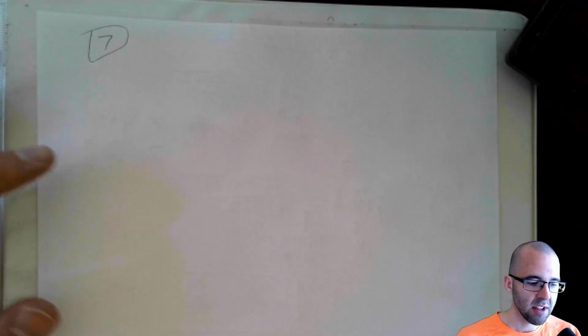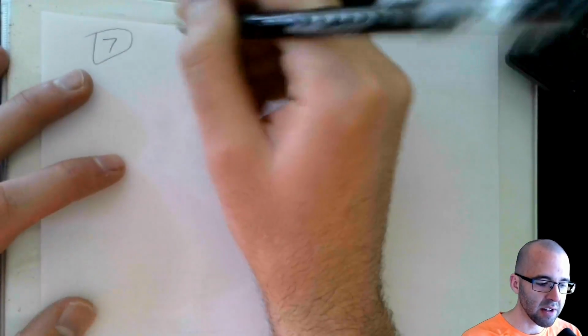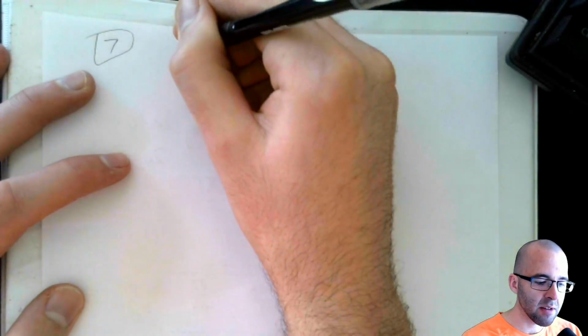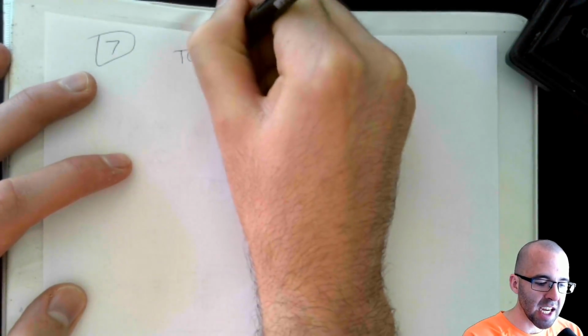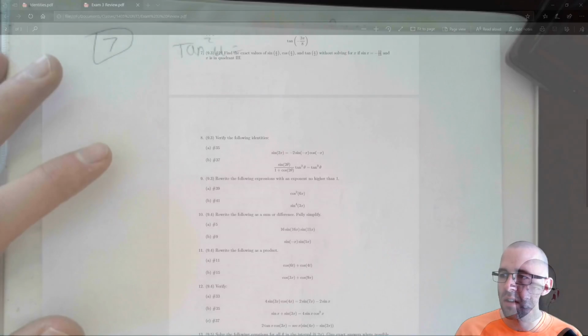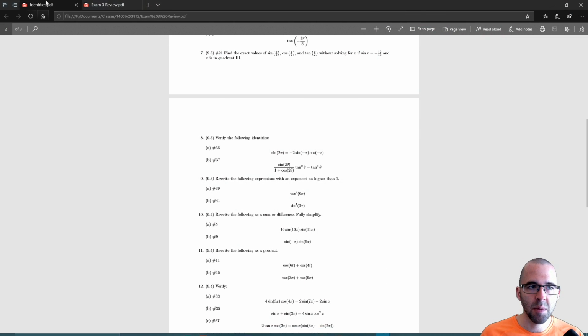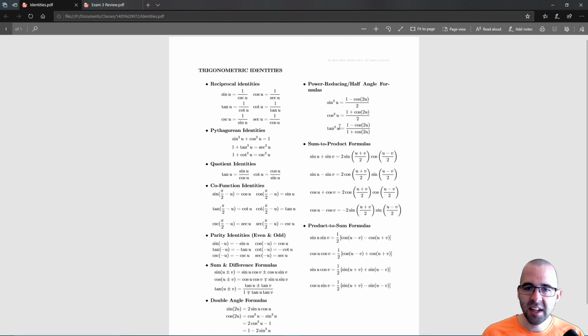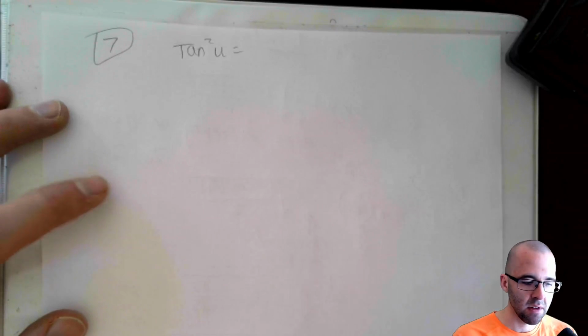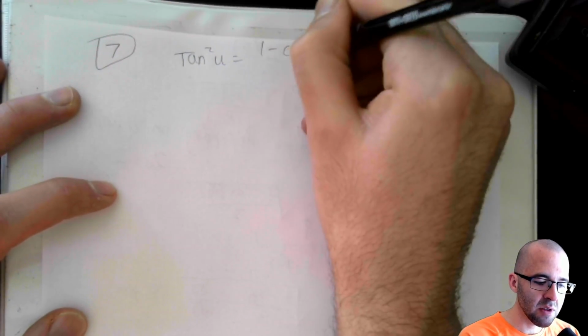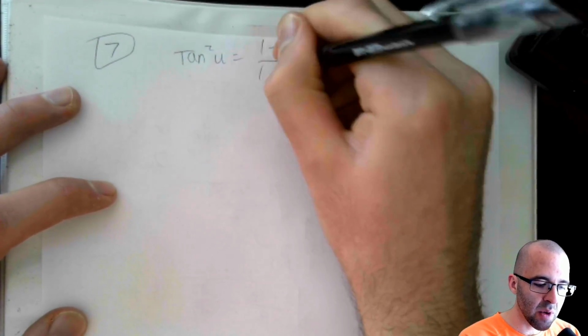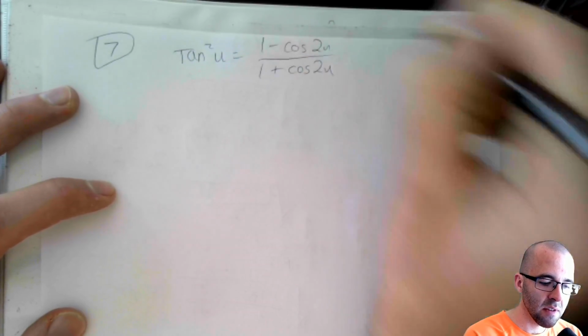So for example, on number 7, let's look at tangent. We don't do tangent ones very quickly. What's the power reducing formula for tangent? It's tangent squared of u. Pull it up. Right? Tangent squared of u is equal to 1 minus cosine of the double angle divided by 1 plus cosine of the double angle. Okay? 1 minus cosine of 2u divided by 1 plus cosine of 2u.